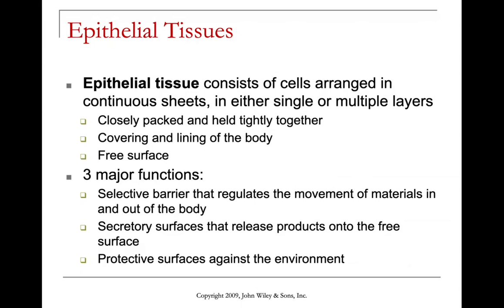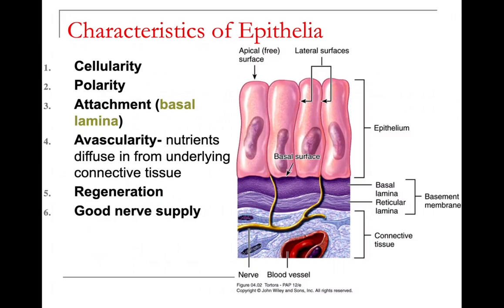So epithelial tissue is going to consist of cells arranged in continuous sheets. They might be one layer, they might be multiple layers. The sheets are closely packed and held together tightly. These are going to cover surfaces of the body and make up linings, so there will generally be a free surface. There are three major functions that go with epithelial tissues. They form a selective barrier that will regulate what goes in and out of the body. They'll have secretory surfaces that can release products into the free surface, and then protective surfaces to help protect what's underneath against the environment.